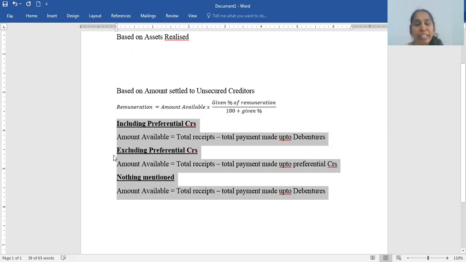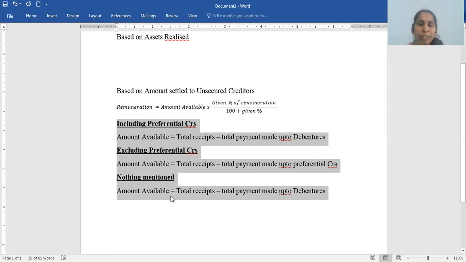In some problems it will be given clearly as excluding preferential creditors. Then the amount available is the total receipts minus total payments made up to preferential creditors. Whatever is paid after preferential creditors, total all of it and subtract, and you will get the amount available. Sometimes nothing is mentioned about the amount settled to unsecured creditors. Then it means it is including preferential creditors, so you have to use this formula only.